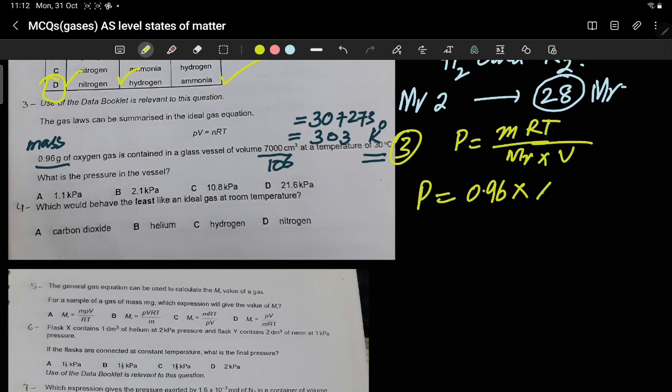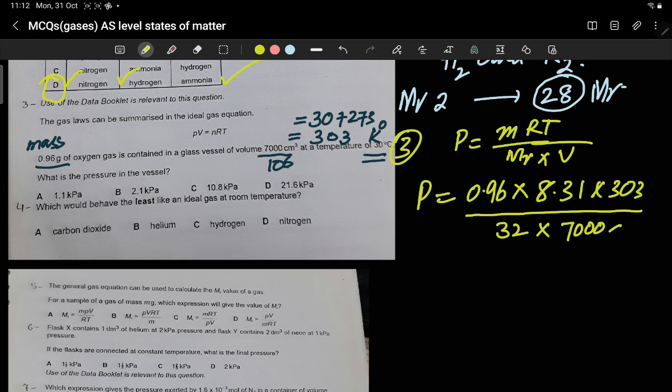0.96 into 8.31 into 303 divided by Mr of oxygen gas, which is 32, into 7000 into 10 raised to minus 6. So by applying this, we calculate, and the answer is 10.8 kilopascal.